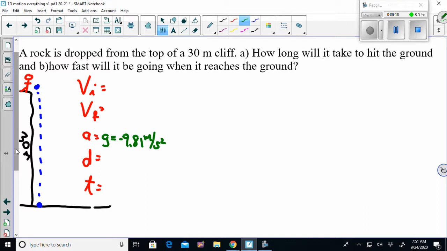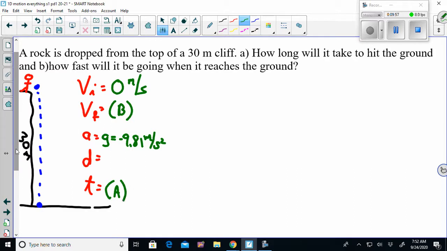Okay, now I have to fill in some other variables if I need them. Let's see. Initial velocity. Well, if I'm holding a rock at the top of the cliff, when I let it go, the initial velocity is 0. It started in my hand at rest, so when I let it go, I had an initial velocity of 0. Final velocity is what question B is asking me for. Right? How fast is it going when it reaches the ground? That's question B. And question A says, how long will it take to hit the ground? So this is question A.